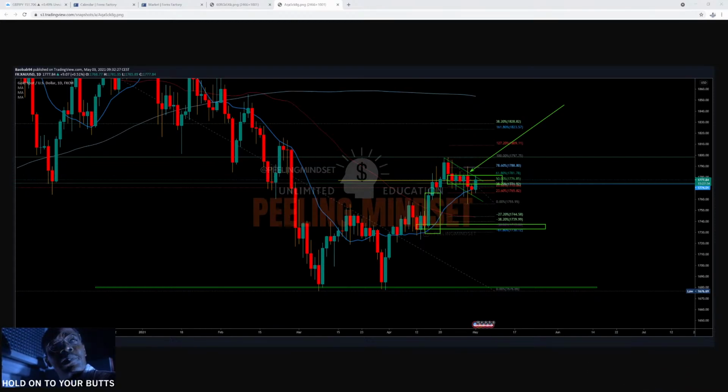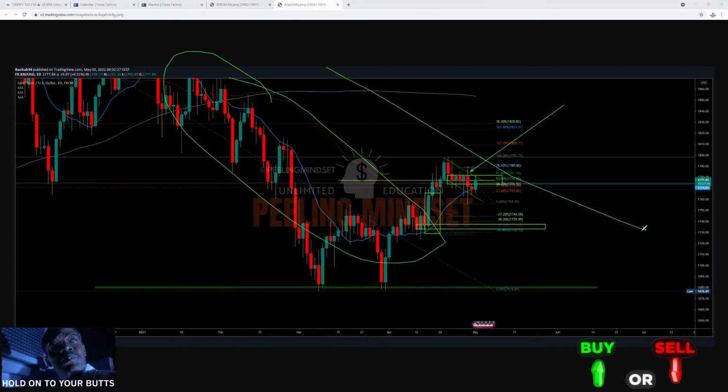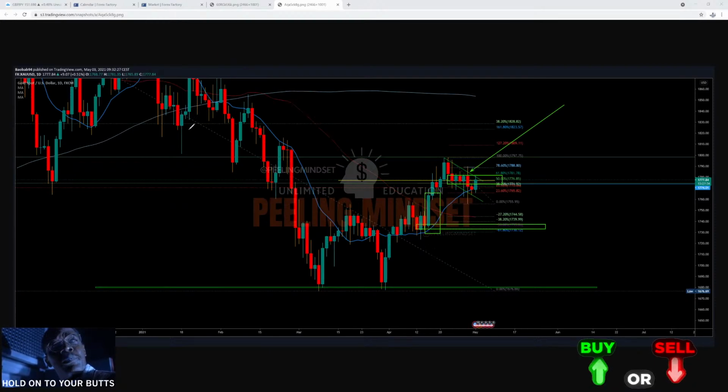If you look at this structure right here, an overall time frame bias could be sell, right? An overall time frame bias could be sell. So we're going to wait and see if this price is going to reject that top and further head down. We will have to wait and see.